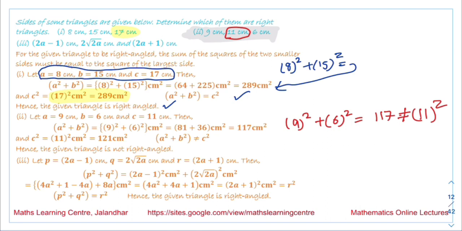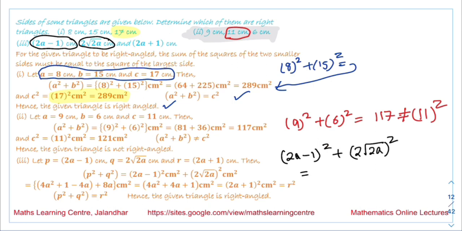a right angled triangle. Similarly, in the third case, we are talking about 2a minus 1, 2 root 2a, and the third is 2a plus 1 centimeters. Now in this case, suppose we consider 2a minus 1 and 2 square root 2a as the two sides, and we square these values. So we will get 2a minus 1 square plus 2 root 2a square.